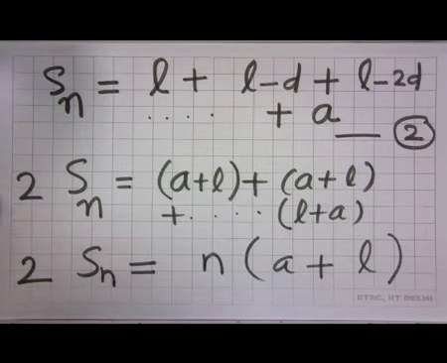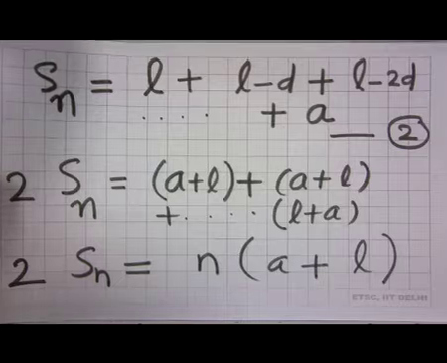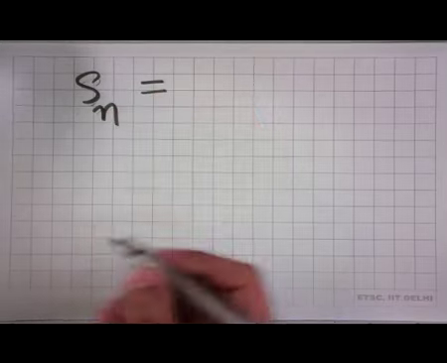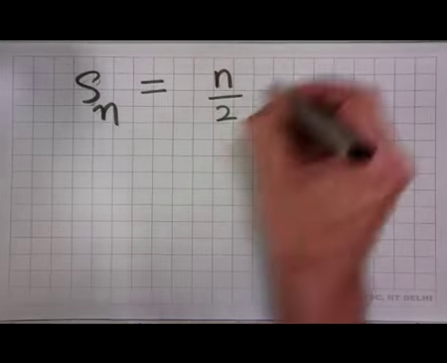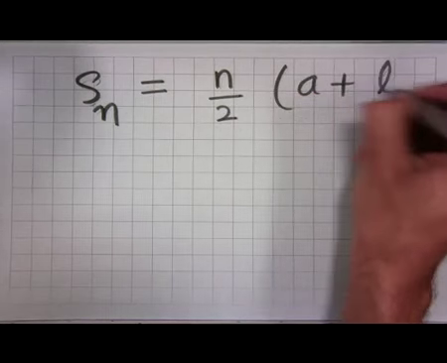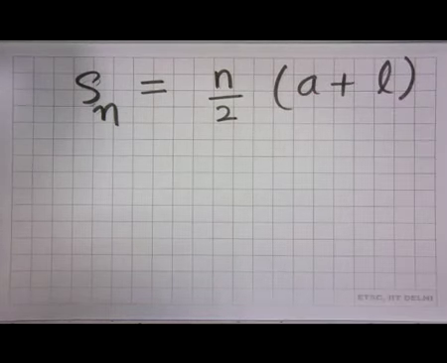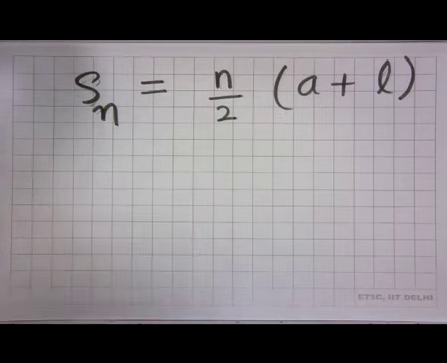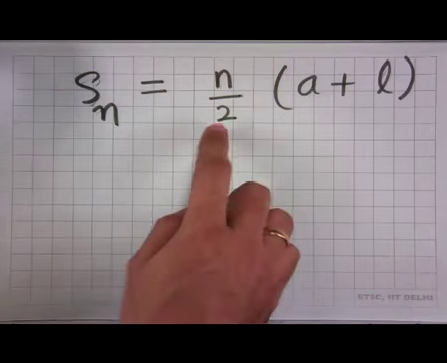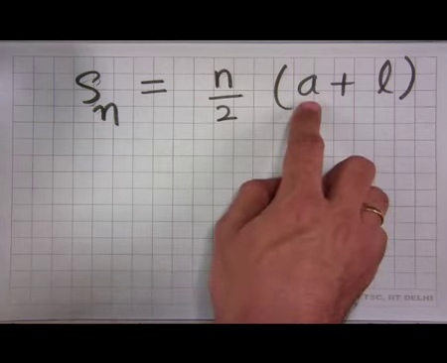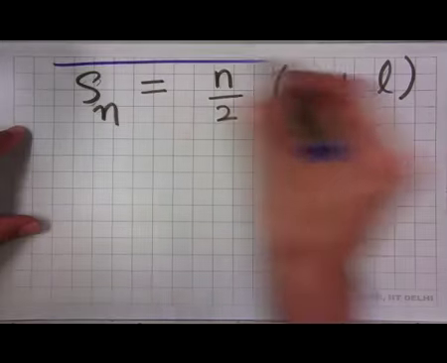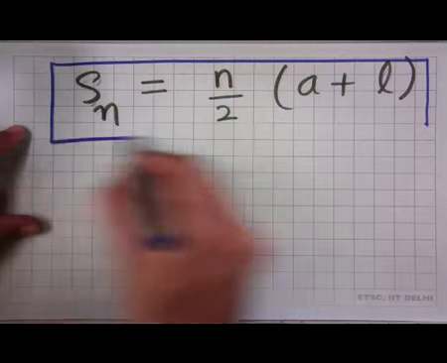We want an expression for Sn rather than 2Sn. So, let us write Sn equal to n by 2 times a plus L, and this gives you a formula. The sum of first n terms of an arithmetic progression is given by n by 2 into the first term plus the last term in consideration. It is an important formula.